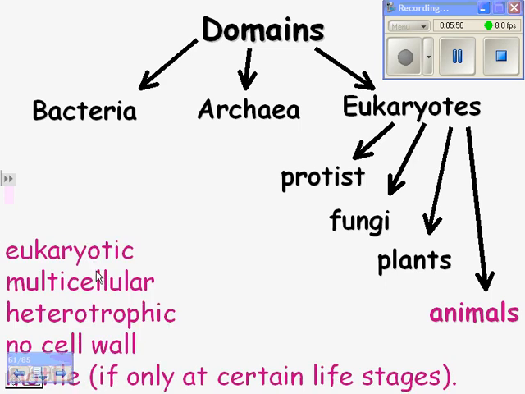Animals are eukaryotic. They are multicellular. They are heterotrophic, which means that they don't do photosynthesis. We do not have a cell wall, and we're motile. That means we can move. And there are some animals that actually stay put, but they have at least at one point in their life cycle a time where they move.